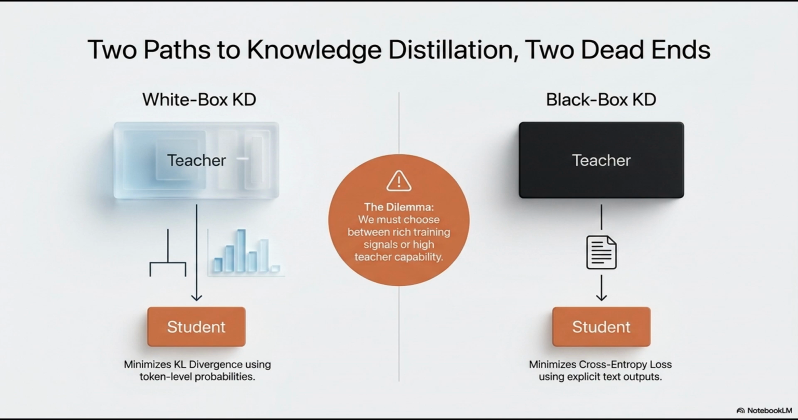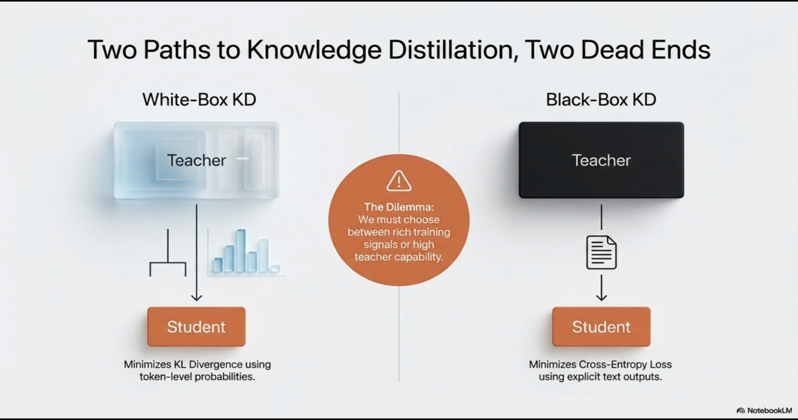We call those probabilities soft labels. Soft labels, okay. And they are incredibly rich in information because they teach the student model the nuance of the language, not just the final vocabulary word. Got it. To actually transfer that knowledge, researchers use a mathematical function called Kullback-Leibler divergence, or KL divergence. Okay, KL divergence. I've definitely seen that term thrown around in research papers, but how does it actually work in practice? Think of KL divergence as a highly sensitive distance tracker.